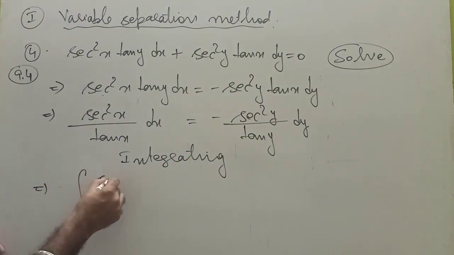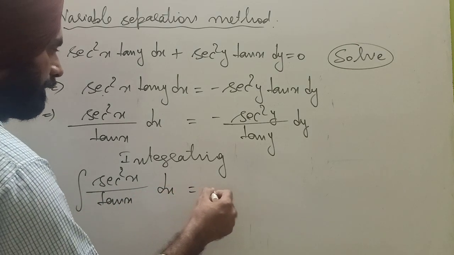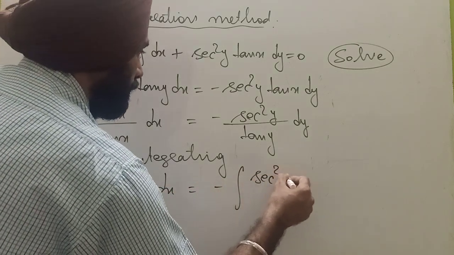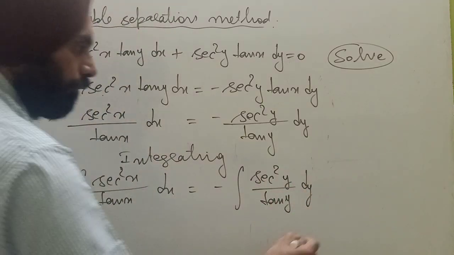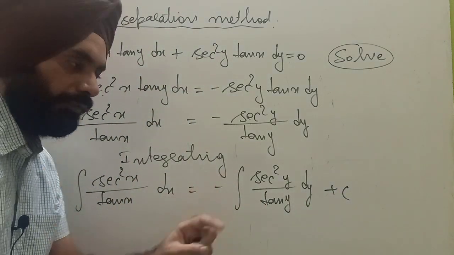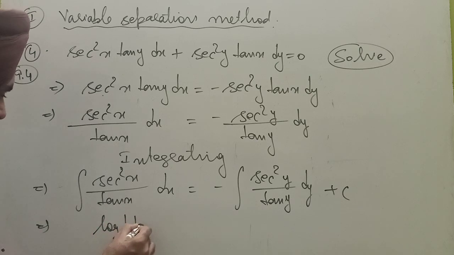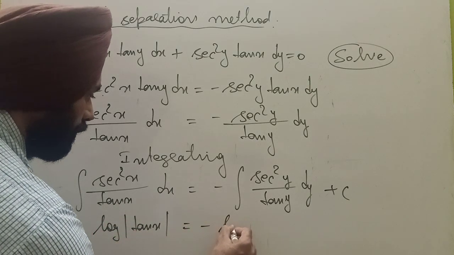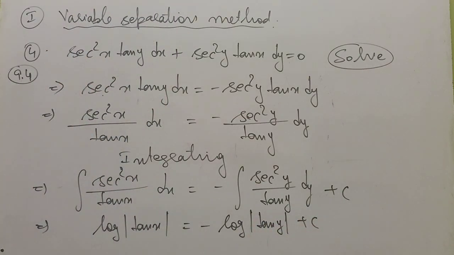So the integral of secant square x over tan x dx is equal to minus the integral of secant square y over tan y dy, and put plus c either on the right hand side or on the left hand side. Put only one c, either on the right hand side or on the left hand side. Now integrating derivative over function gives log mod function, so it is log mod tan x is equal to minus log mod tan y plus c, and solve as many steps as you can.